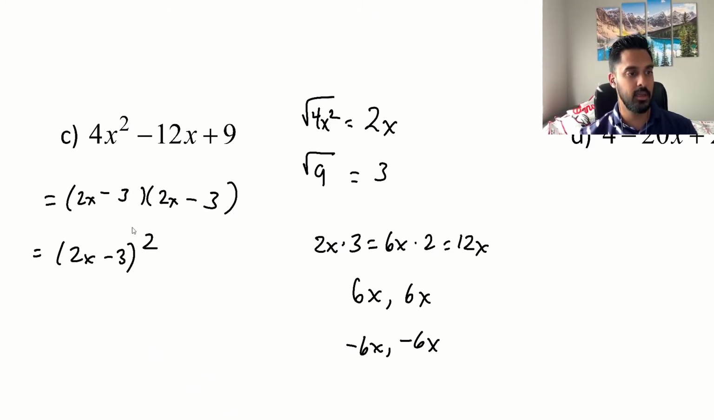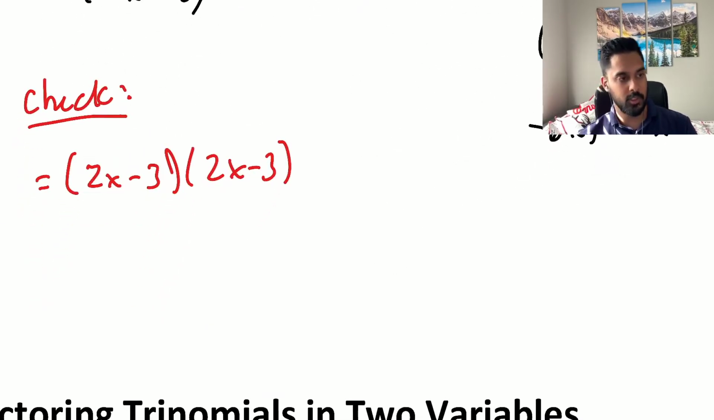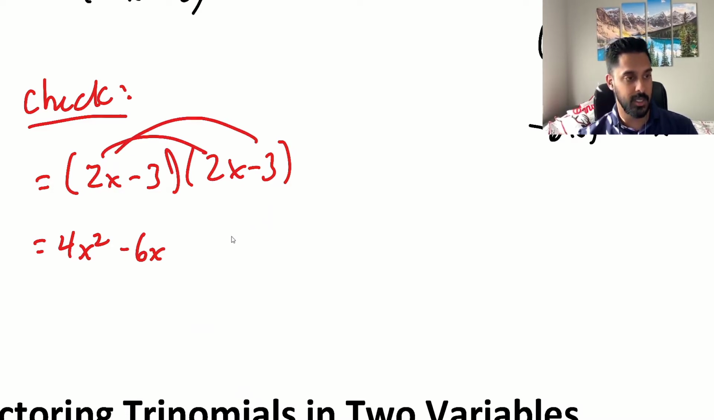So let's double check, make sure we did this right. So underneath, we're just going to do a little double check, just to make sure that we're still on the right page. So if I do my 2x minus 3 and my 2x minus 3, we'll do just a little bit of distribution to double check how we did. So we're going to have a 4x squared, here to here, minus 6x when I do my second arrow.